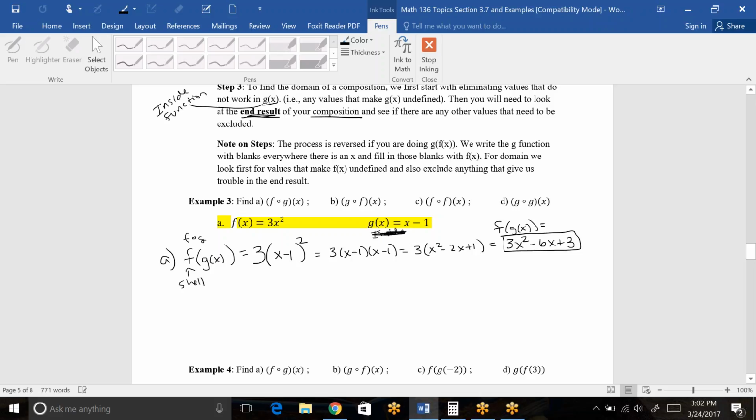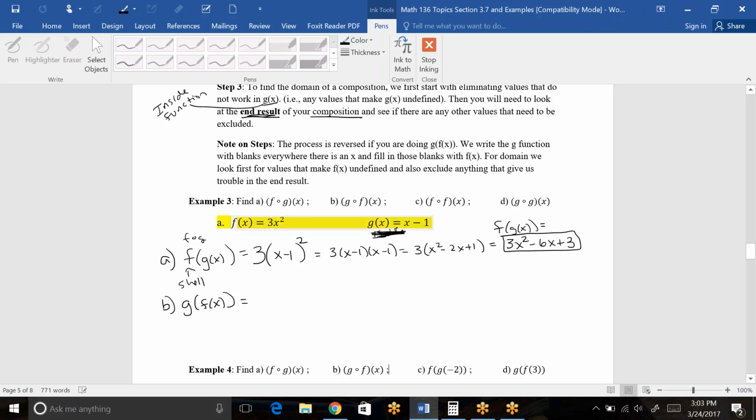Now, I wrote the word inside here, but that's not always true for all of these. That was just for this example. On B part, we want to do g of f of x. Notice they put the g as the outside shell. That's how you know which one is the outside shell. The one that's farthest away from x is the outside. The one that's closest to x is going to be the inside.